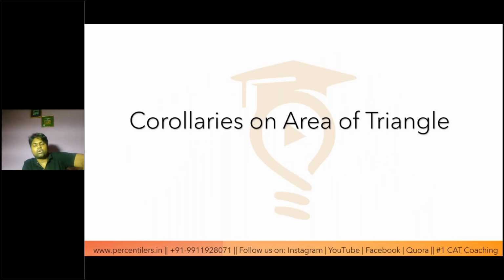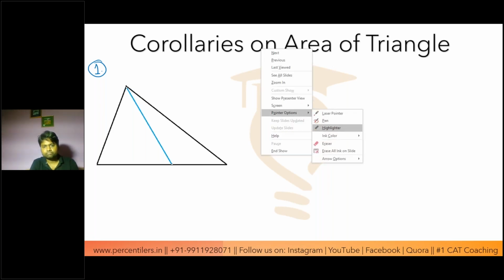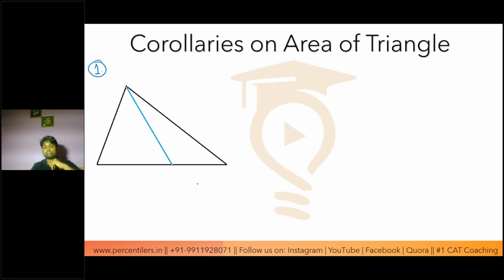Now, corollaries on the area of triangle. What is a corollary? A corollary is an extension of a theorem. We know that the area of a triangle is a theorem that we have seen: Heron's formula and half into base into height. There are some extensions of this. So, first corollary, corollary number one. And these corollaries are very important.